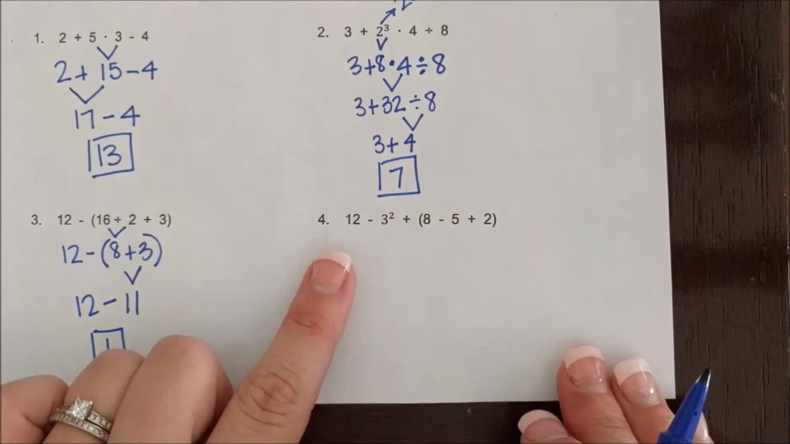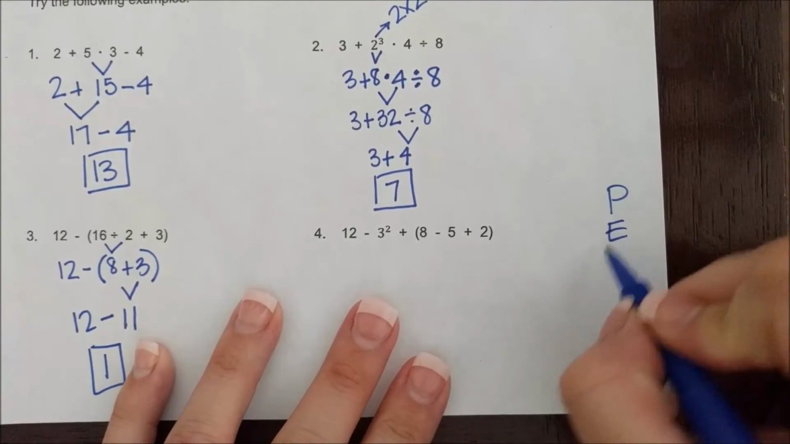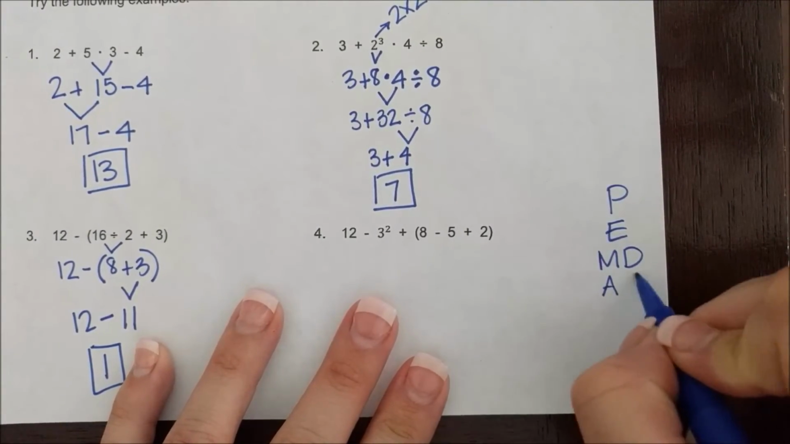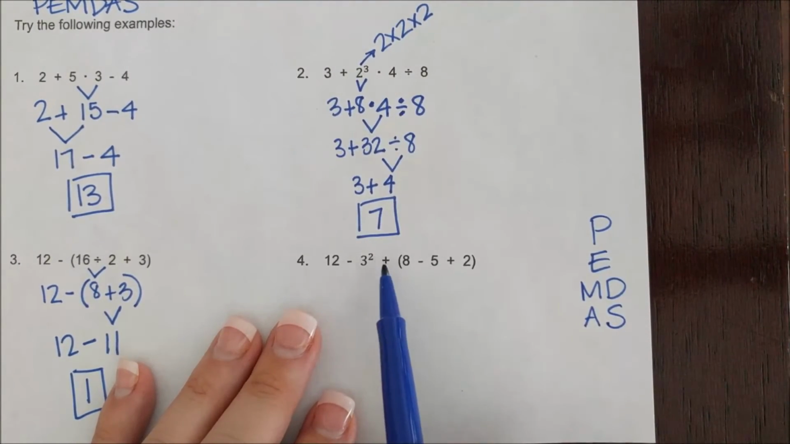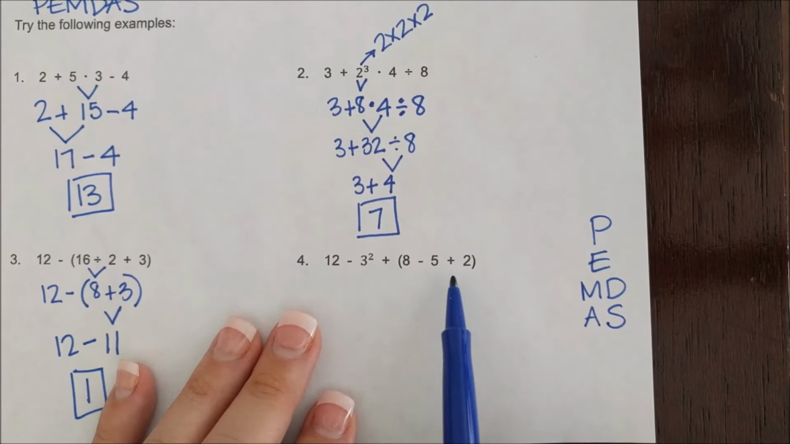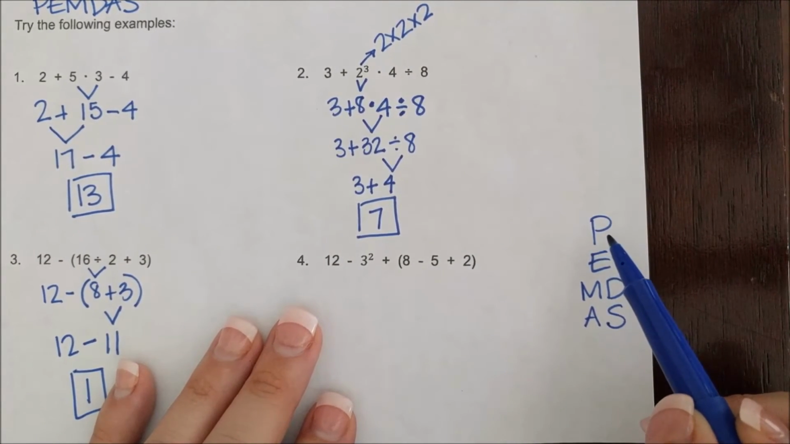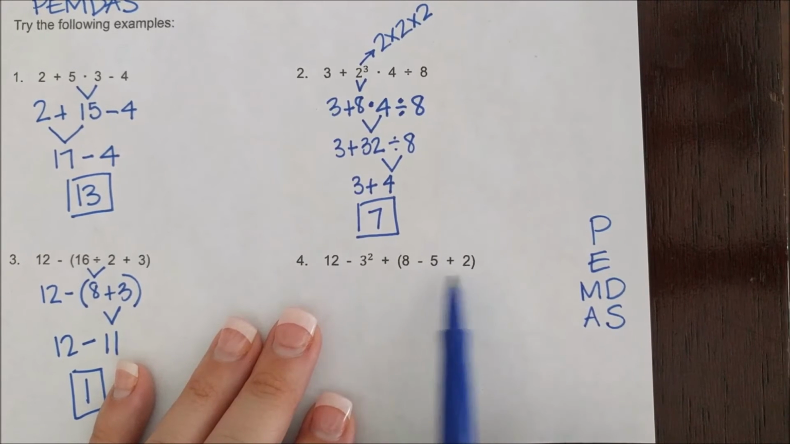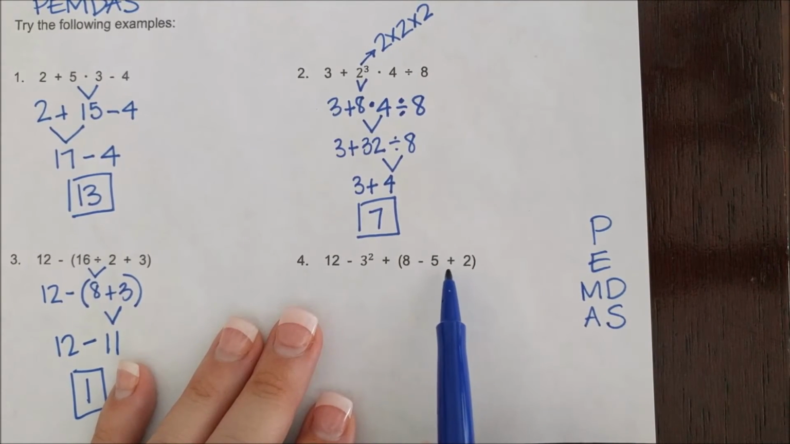Okay, last but not least, number 4. Still got our PEMDAS. All right, 12 minus 3 squared plus, in parentheses, 8 minus 5 plus 2. Well, let's start. Do I have any P parentheses? Yes, I do. So inside my parentheses, I have subtraction and addition.